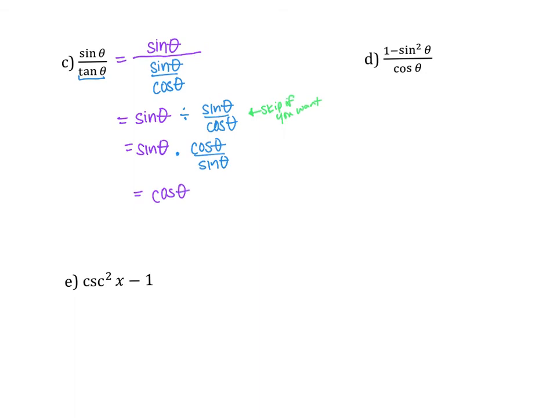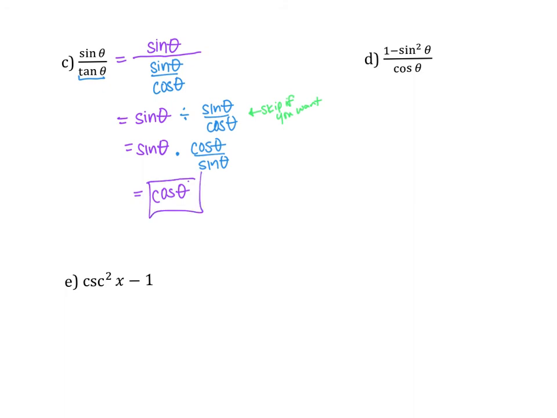You should not be skipping all the way from here down to here without showing an intermediate step. It might be sine cosine over sine equals cosine. There's different ways to do it, but you've got to show your steps along the way. Okay, we're going to do two more.